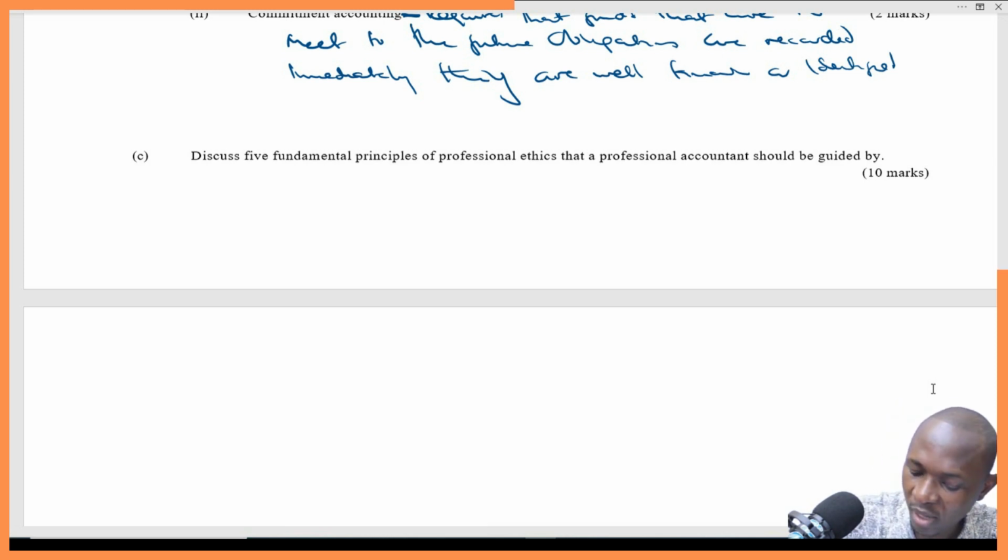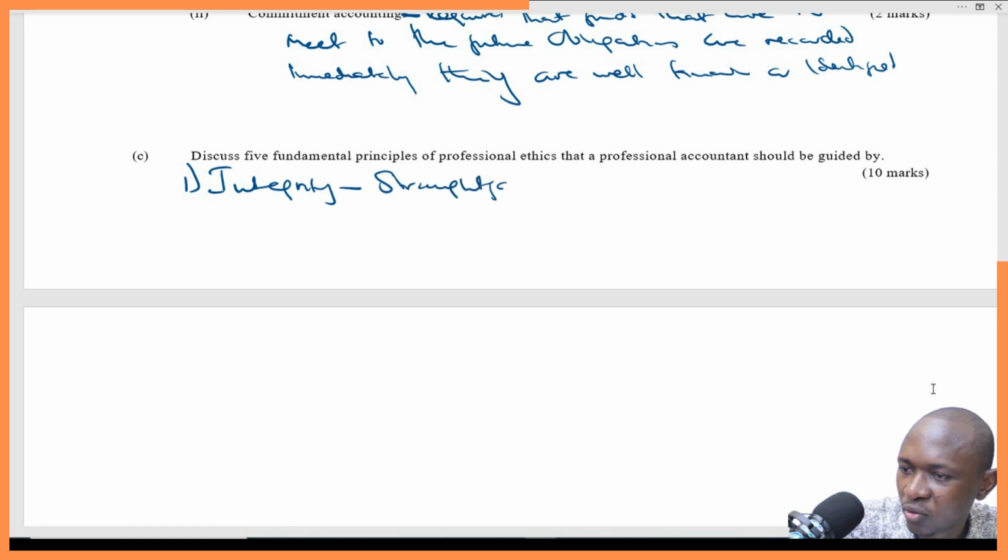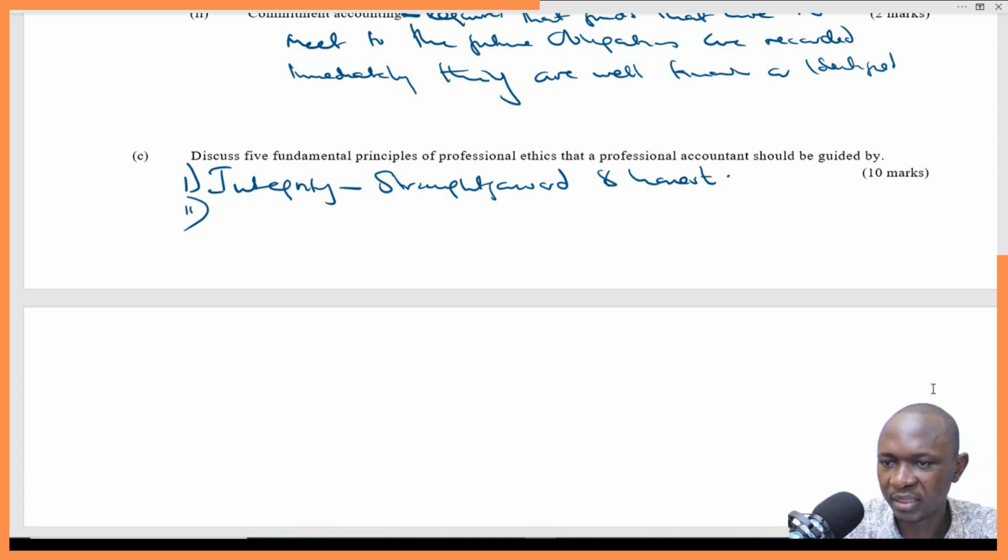Number one, we have integrity. And this is about being straightforward and honest in all your undertakings and dealings as an accountant. Integrity is a fundamental principle of professional ethics that a professional accountant must be guided with.